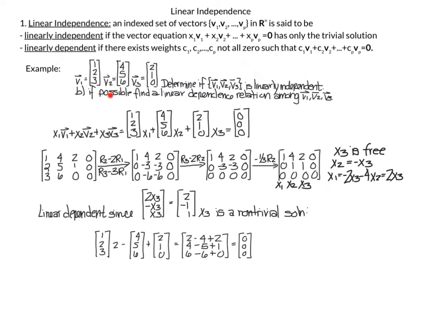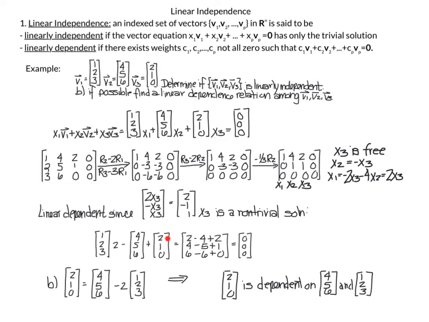And now we're ready to look at part B. If possible, find a linear dependence relation among V1, V2, V3. In other words, we want to write V1 as a linear combination of V2, V3, or V2 as a linear combination of V1, V3, or V3 as a linear combination of V1, V2. You can take your pick. But when I look at this, it has no negatives and no coefficients, so I might write V3 as a linear combination of V1 and V2.